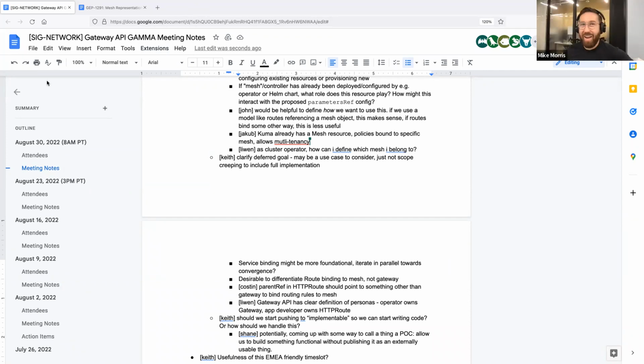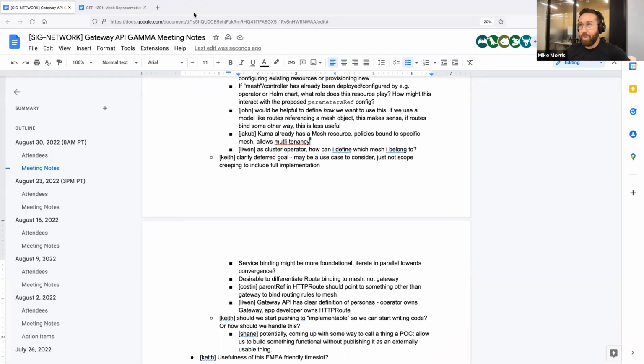Well, all right. I can take the lead on trying to add a section to the mesh representation GEP on the purpose of this object. I don't have all the answers. I would love to hear from other implementations about how it may or may not interact with different deployment models, including whether you would use a parametersRef configuration object or not, because it sounds like even for Gateway APIs, some implementations don't use that currently. So that kind of context is good to know.